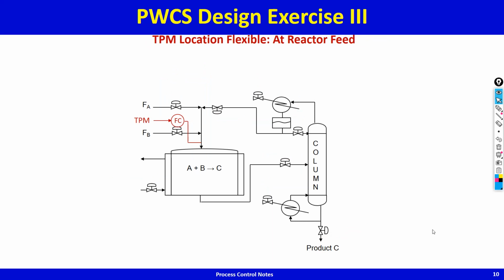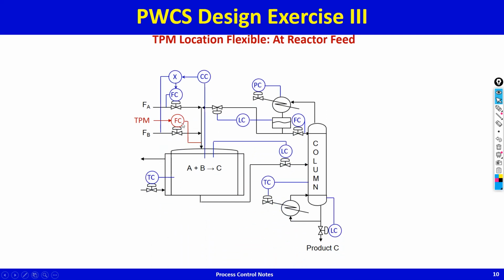You could also have the throughput manipulator fixing the total flow to the reactor, and everything else is the same. Yeah, max, min, unknowns, unconstrained set points. This is another possible control structure.